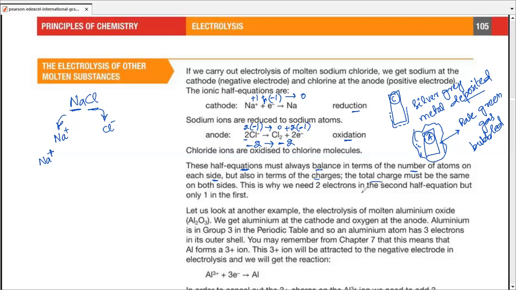And he explained the same thing in the upcoming lines. Now, if we're clear with the example of sodium chloride as a molten substance, can we move on to aluminum oxide?